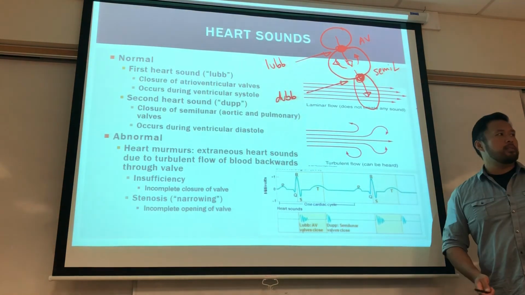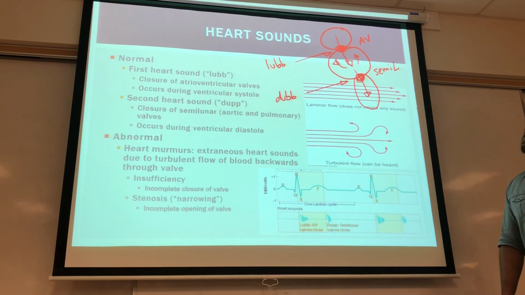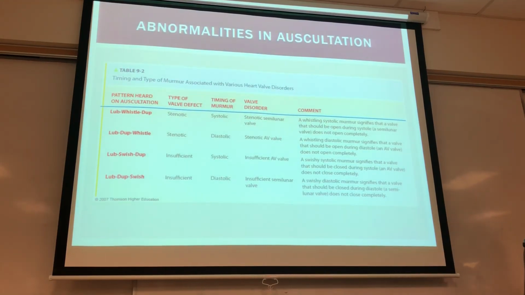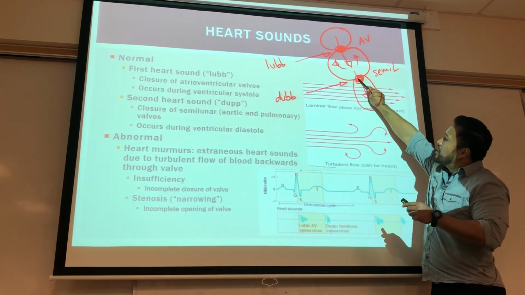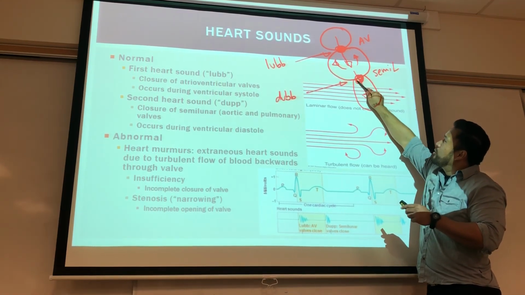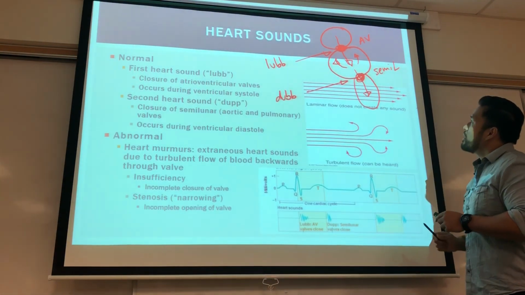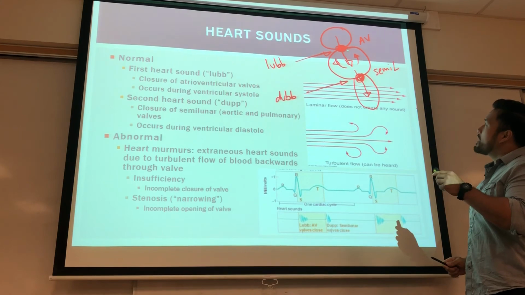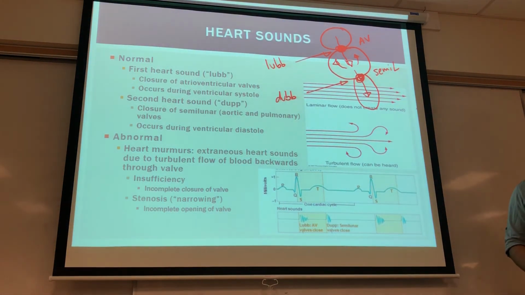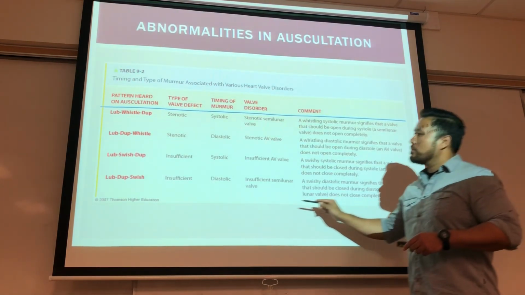Stenosis is the whistling sound. So if you were to hear a whistling, so a lub whistle dub, and all of that is listed out for you right here. A lub whistle dub is going to be stenosis of the semilunar valve. So lub whistle. So lub. That's blood squeezing through a narrow semilunar valve. If you hear lub whistle dub, that's blood whistling through a stenotic AV valve. Okay? So all of that is letting you know the sounds that are taking place in an abnormal auscultation.